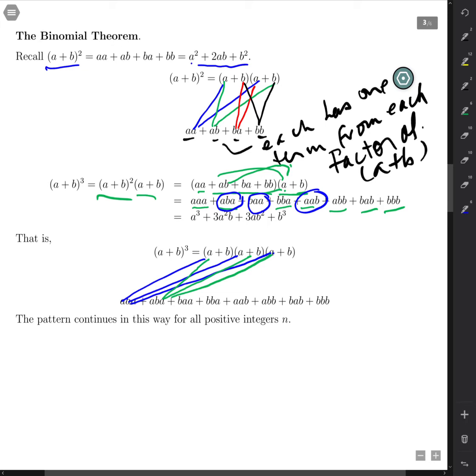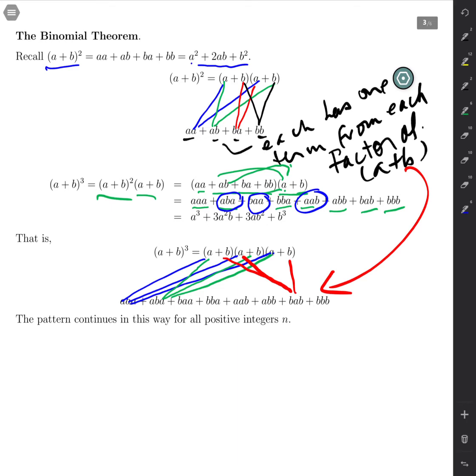So, for example, let's just take another one here. Let's take the BAB. So BAB has the b from here, the a from the second one, and the b from the last one. So each term is exactly the same thing. Each has one term from each factor of a plus b.